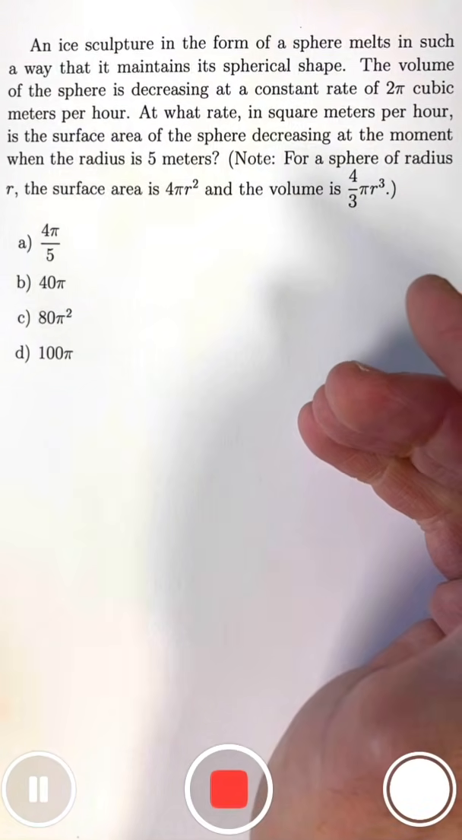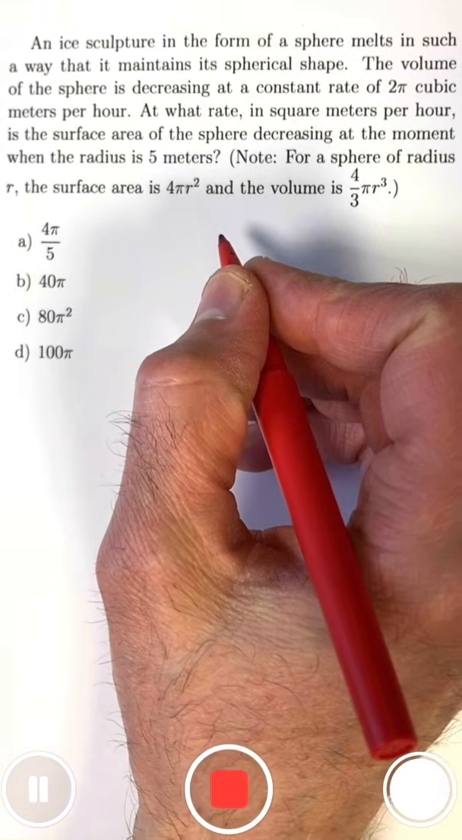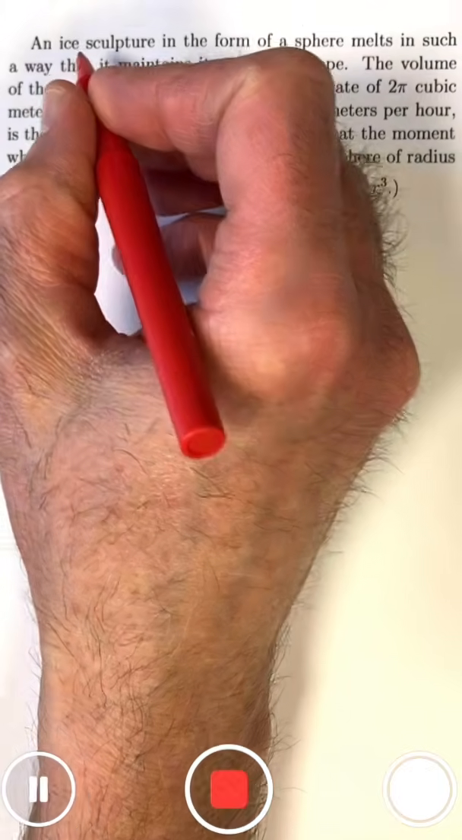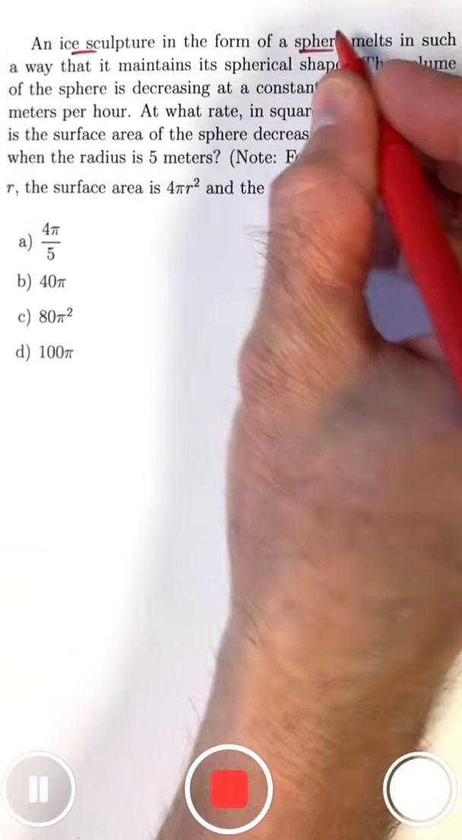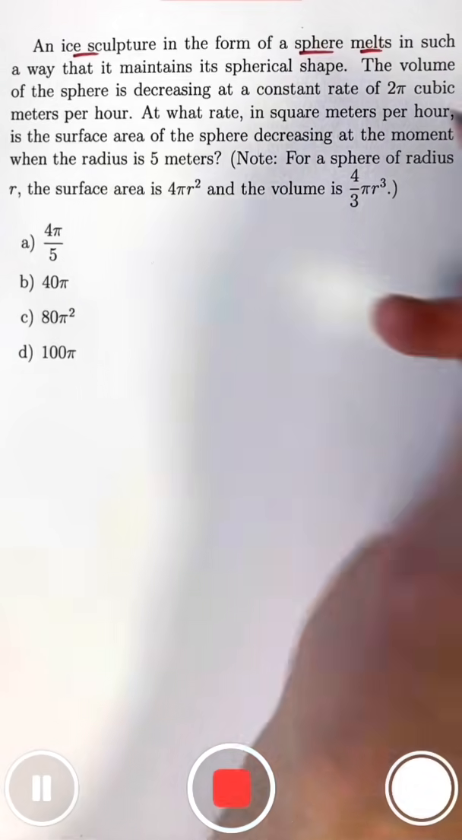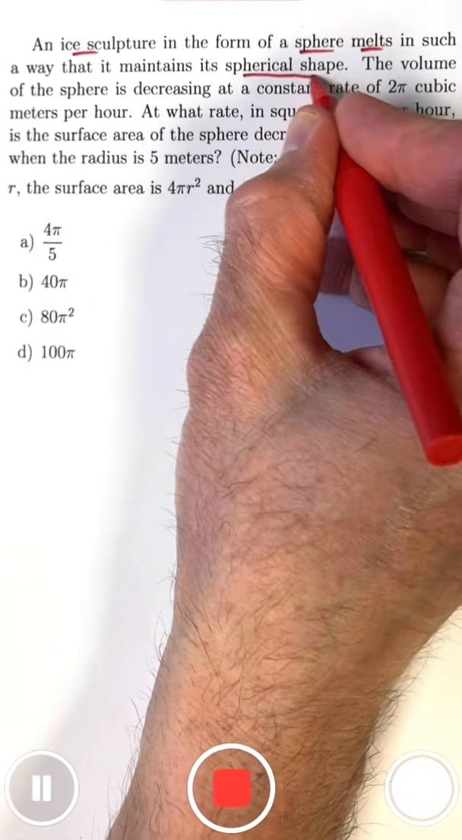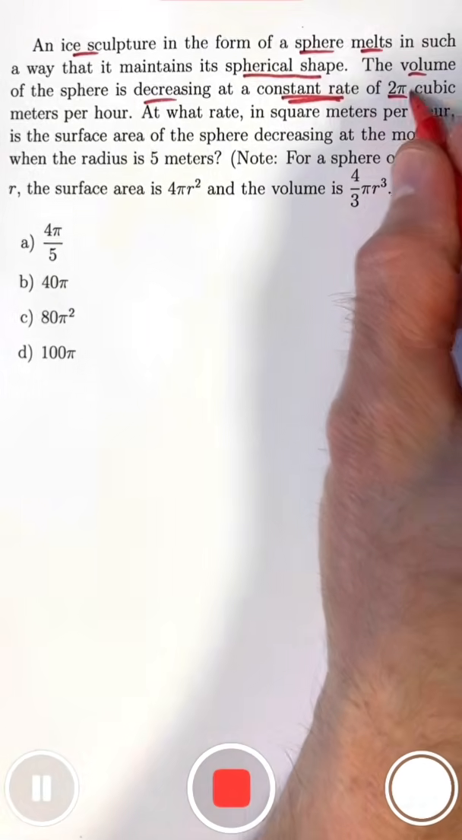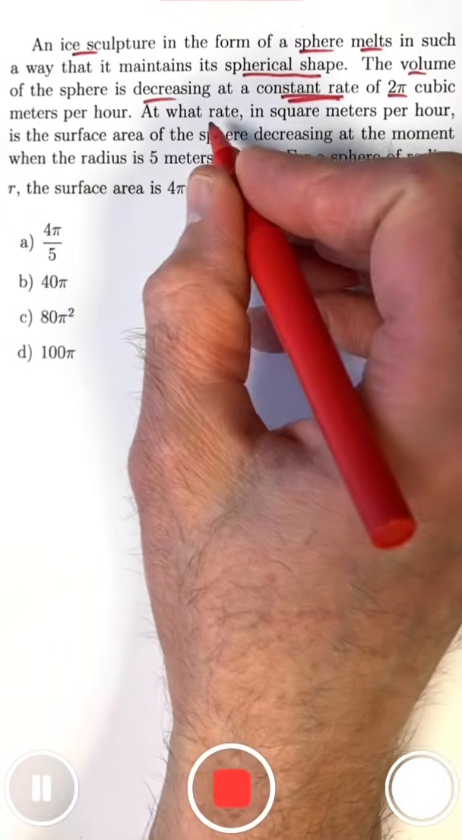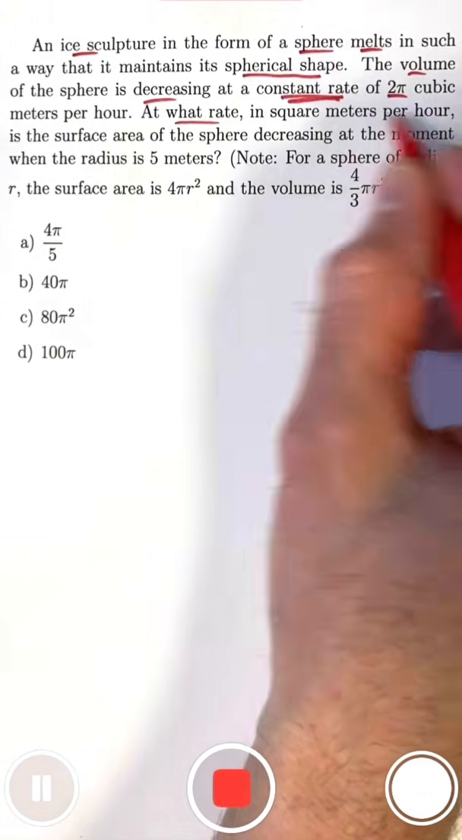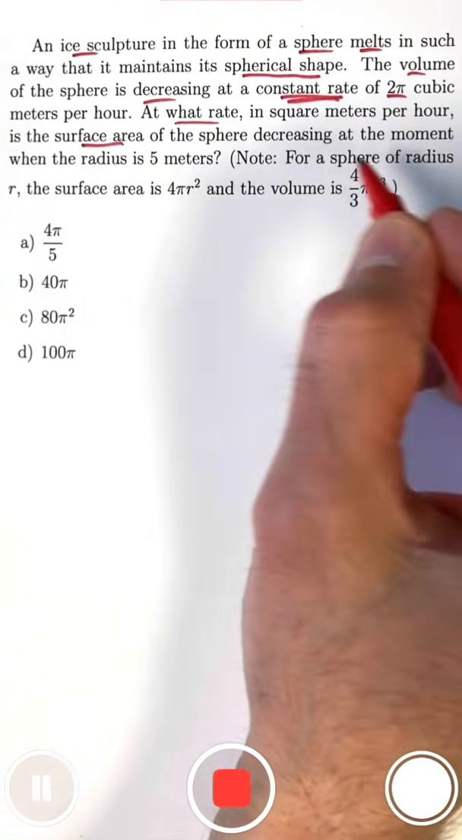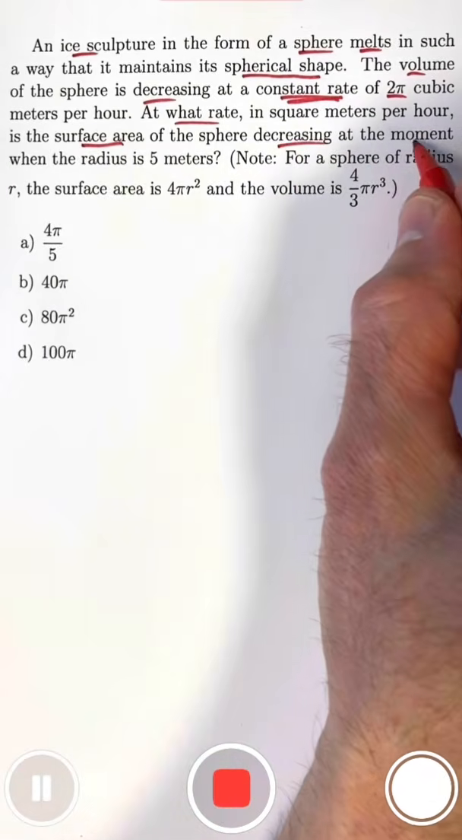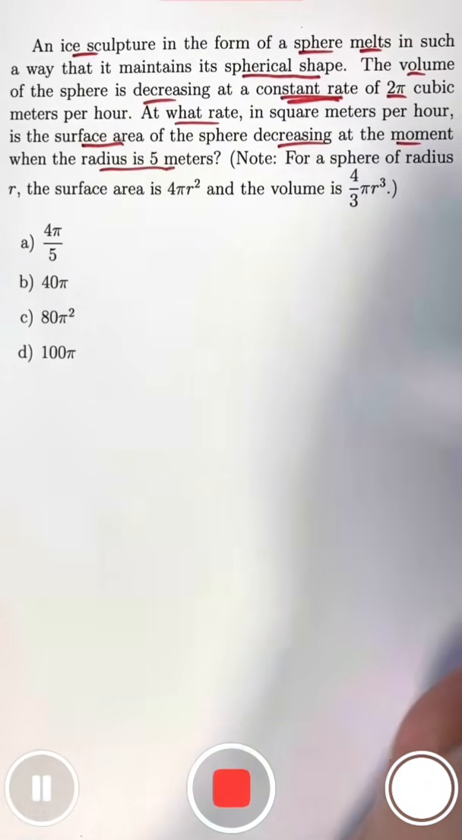Related rates problems can be really hard, but this one has a really cool trick for solving it. It says an ice sculpture in the form of a sphere melts, it's getting smaller, in such a way that it maintains its spherical shape. The volume of the sphere is decreasing at a constant rate of 2 pi cubic meters per hour. At what rate, in square meters per hour, is the surface area of the sphere decreasing at the moment when the radius is 5 meters?